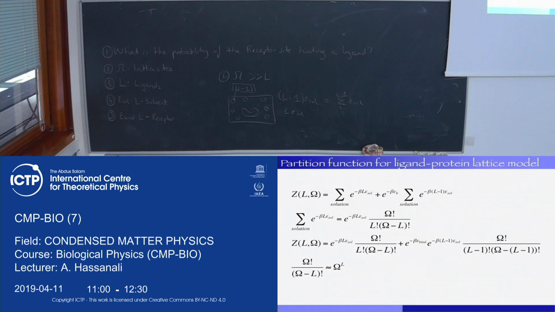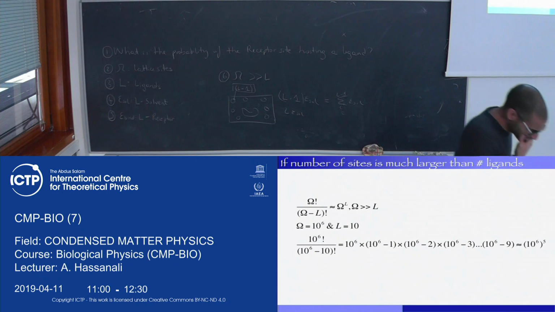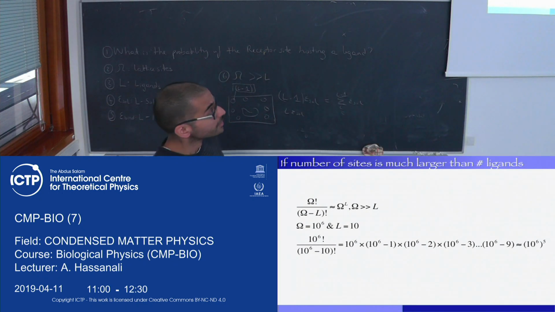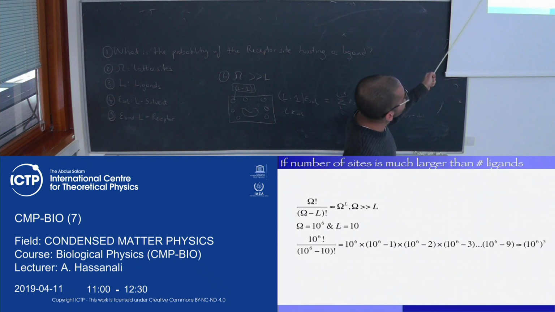Now, that's the important part for my concern here. The rest is all about making some simplifications. If the number of sites is much bigger than L, you can basically simplify each of these expressions of omega factorial over omega minus L factorial as omega to the power L. If you want proof of this, it's very easy to see.